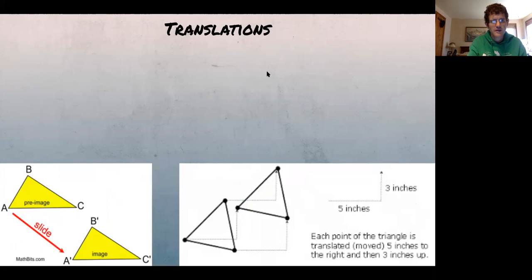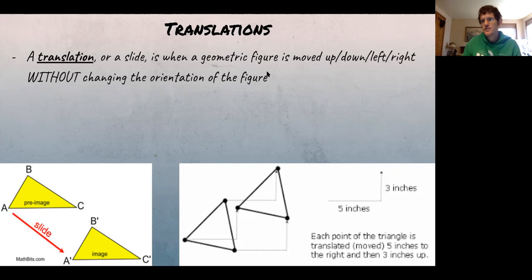translation specifically. So a translation, sometimes called a slide, is when a geometric figure is moved up, down, left, right, or some combination therein, without changing the orientation of the figure. So if I look at the pre-image and image of both of these examples down at the bottom, you can see that it's basically a copy and paste, right? Like you can do on the computer. So it's like I copied one triangle and I pasted it somewhere else and it didn't do anything else to the figure. So that is the main idea.